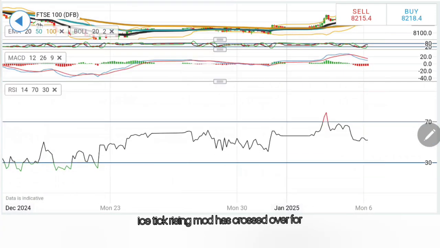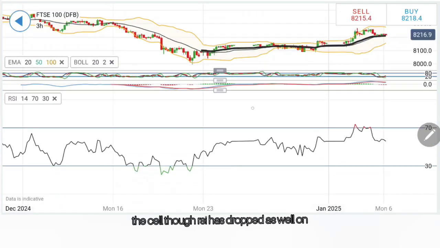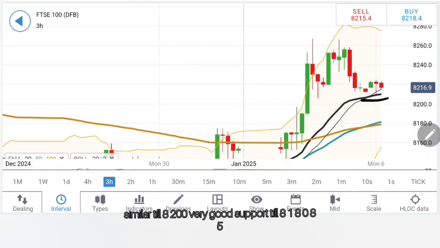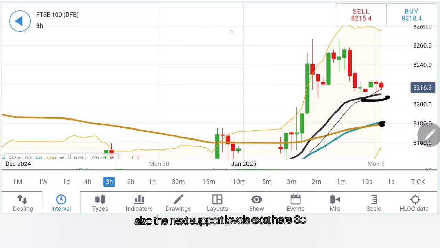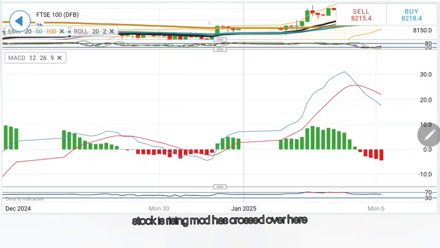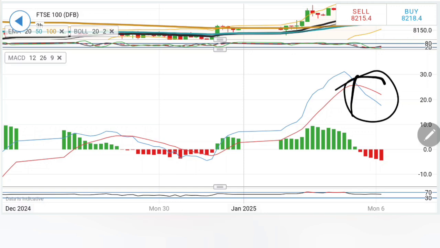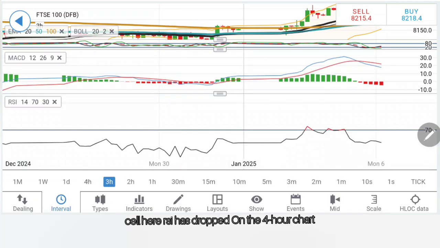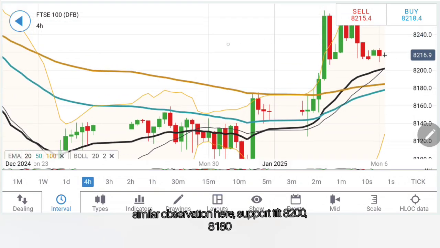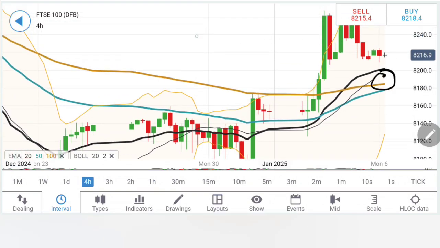Stochastic rising, MACD has crossed over for the sell, though RSI has dropped as well. On the 3-hour charts, the observation is similar till 8200. Very good support till 8180, 8185. Also the next support levels exist here. So let's see if it gives you a breakout here. Stochastic rising, MACD has crossed over here, trading with divergence, trading with the sell here. RSI has dropped. On the 4-hour chart, a similar observation here, support till 8200, 8180.